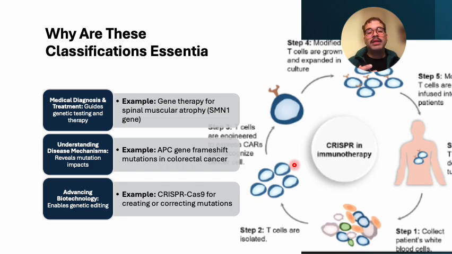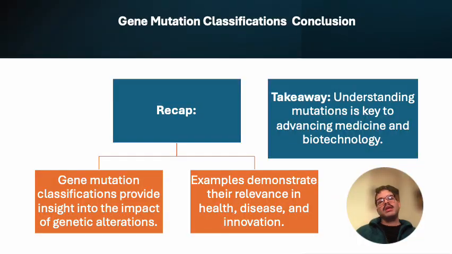These classifications are essential also because they help us understand the genome and what affects it. In conclusion, gene mutations and their classifications provide insight into the impact of genetic alteration and how that affects function, protein expression, and protein resistance. These examples demonstrate the relevance in health, disease, and innovation.